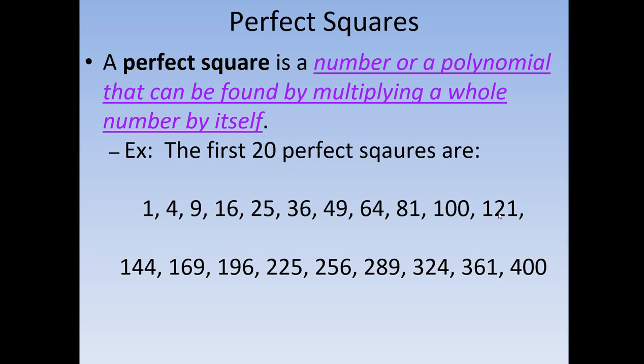A good way to check to see if a number is a perfect square is to put it into your calculator, take the square root of it, and then see if you get a whole number. If you get a decimal, something like 5.673, that's not a perfect square. You'd have to get a whole number in order for it to count as a perfect square.